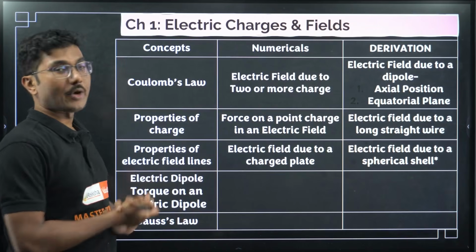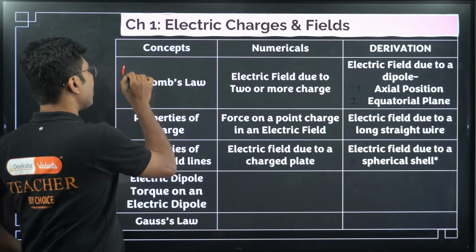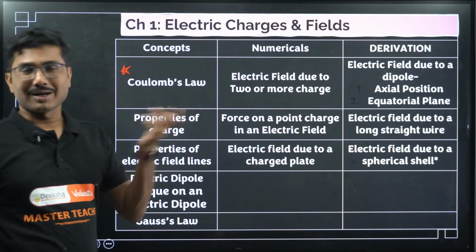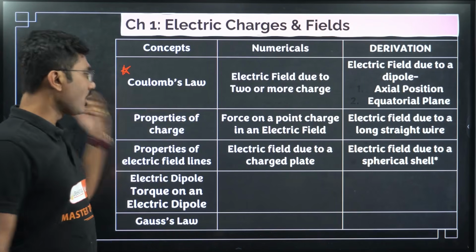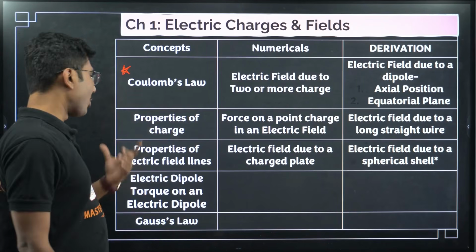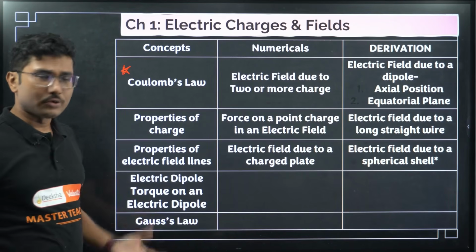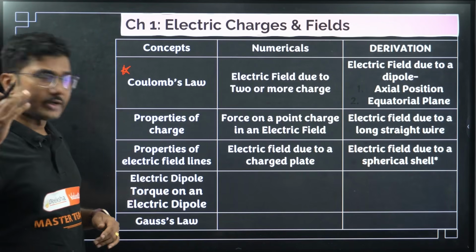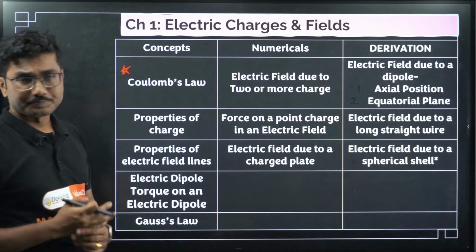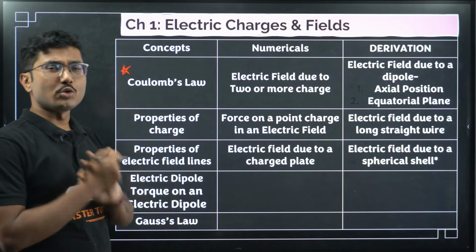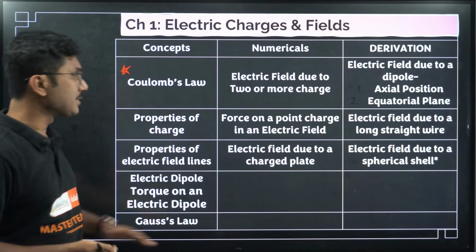So concept wise, Coulomb's law is the superhero concept. 2 marker, 3 marker questions generally come from here. Properties of charges, properties of electric field lines, electric dipole, torque on an electric dipole. These are all important concepts from your textbook. Also Gauss's law. So these are the important concepts. 2 marker, 3 marker questions are asked from this concept section.